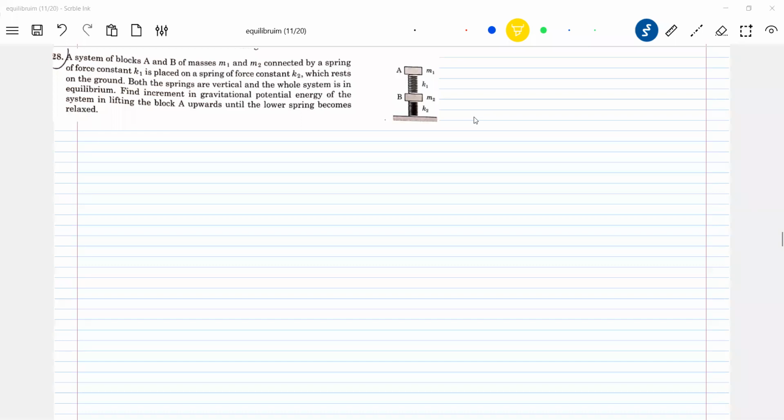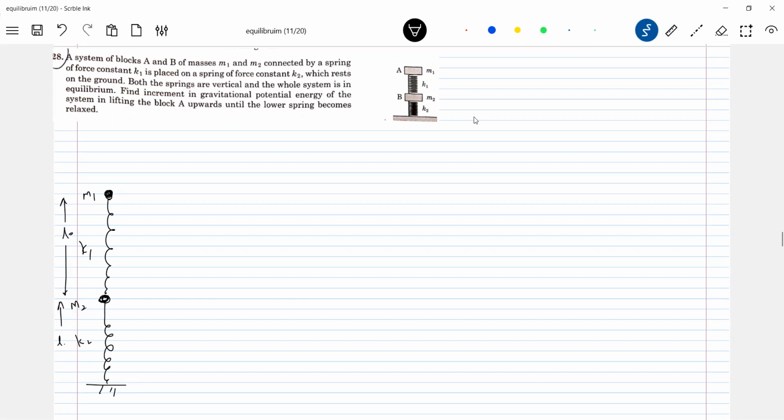Let me start here. This is the block A or M1. They are natural length. Let me write. This is an easy way to deal with the problem. So when the springs are at natural length, let this be the position.